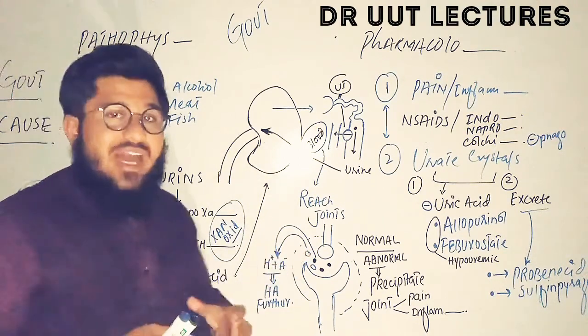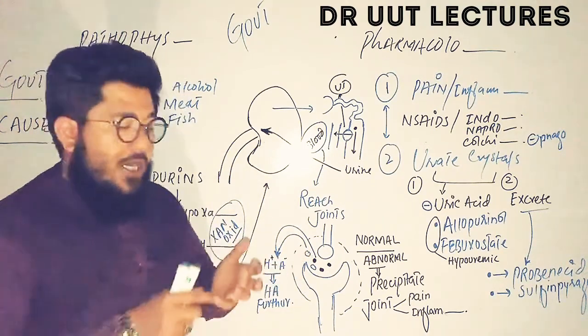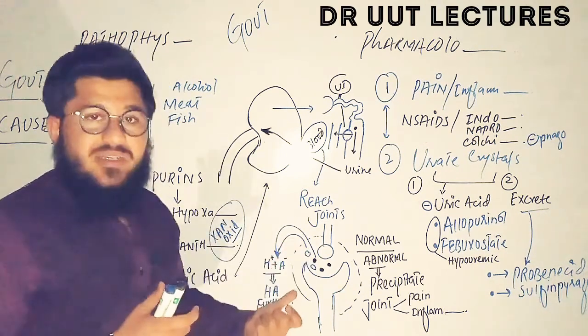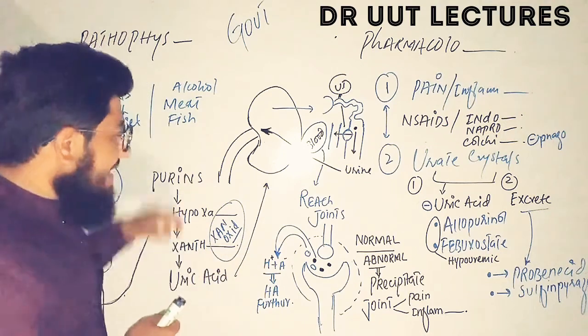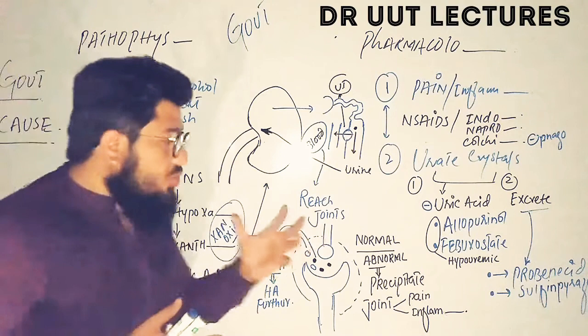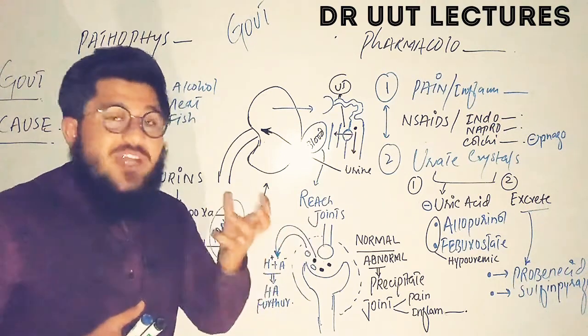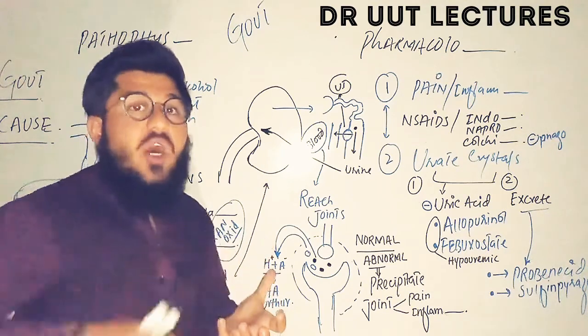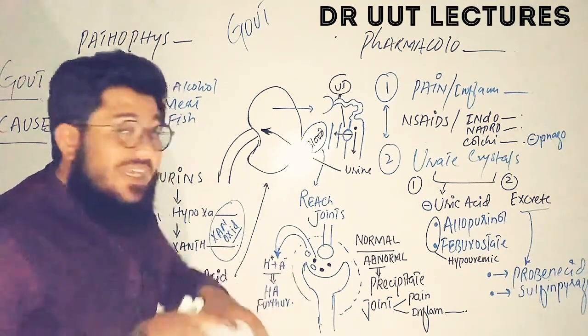Now in the joints we have synovial fluid. This fluid has a very important function: it will start dissolving this uric acid. Now what happens when excess uric acid is coming to the joints? This synovial fluid will become saturated, meaning no more uric acid will be dissolved. So this uric acid will start accumulating.